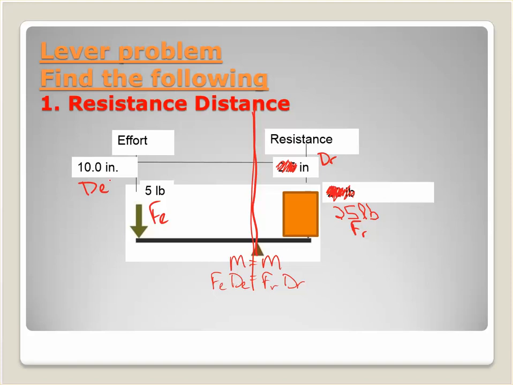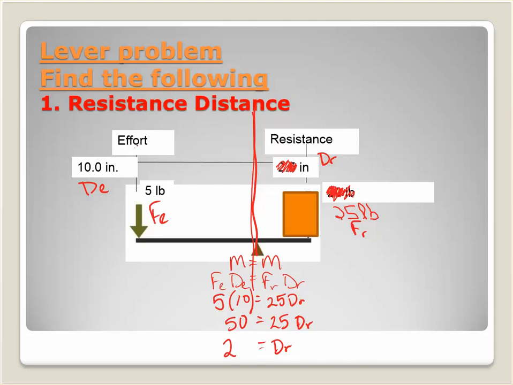Now it's just a matter of plugging them into the equation. Well, over here, Fe is 5. dE is 10. Fr is 25. dr is what we're going to solve for. 5 times 10 is 50 equals 25 dr. So we find out then that the resistance distance, or dr, is 2. If you divide both sides by 25, you get 2.